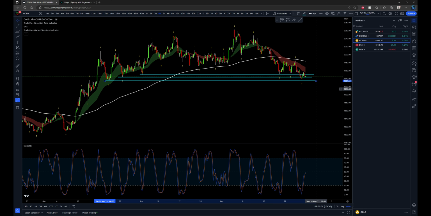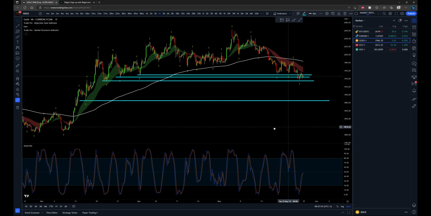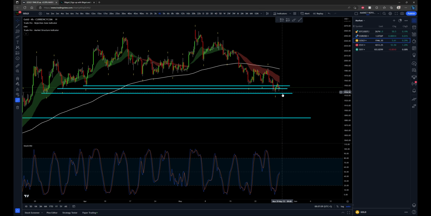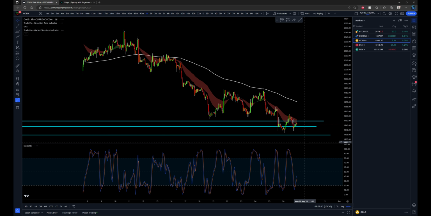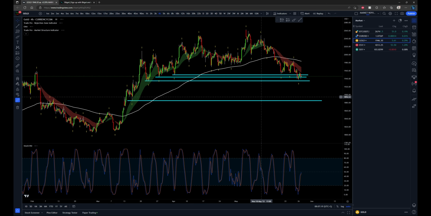So that's going to be the next logical target, this low here. Beyond that, we have this low over here. So looking for some follow through to the downside. Short term, just this little low here, maybe on a lower time frame, looking for that move to the downside there. But we've kind of gotten what we wanted here as far as a high probability, high confidence setup.